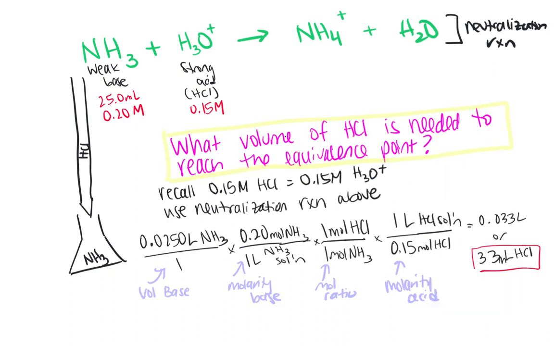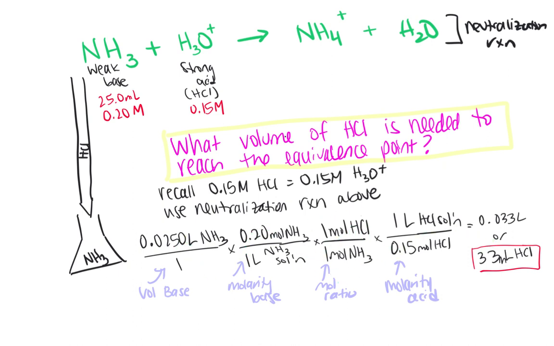Another pretty straightforward question is using this neutralization reaction. We have a single arrow. What volume, in this case we're asking, of the HCl is needed to reach the equivalence point? Sometimes you'll be asked to find a molarity, but since you have both molarities, the unknown piece here is the volume that we would need so that we have the same amount of moles of our base as our acid. We did straight up stoich here.